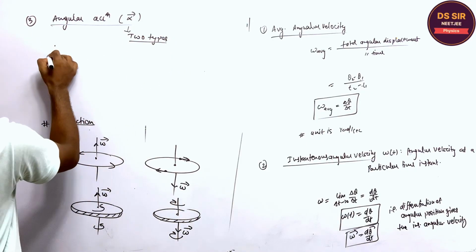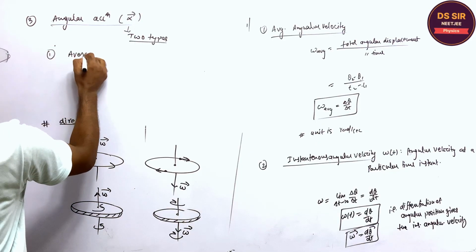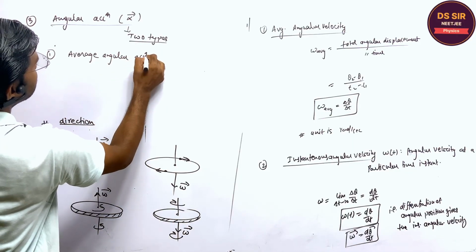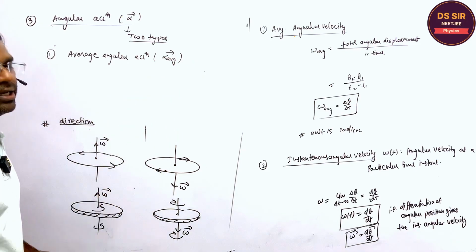The first is the average angular acceleration, alpha average. And the second will be the instantaneous angular acceleration. Is it clear?